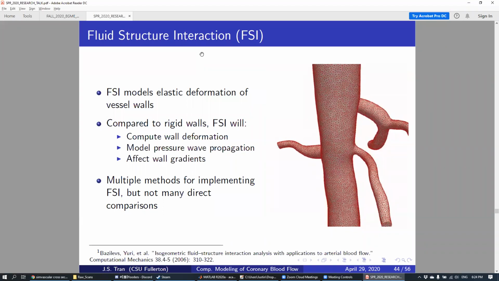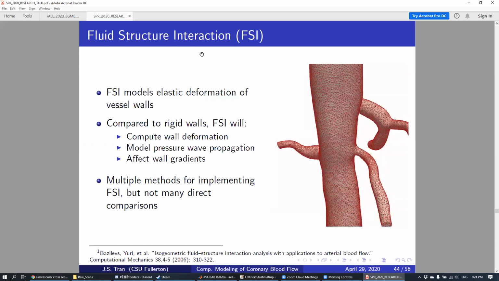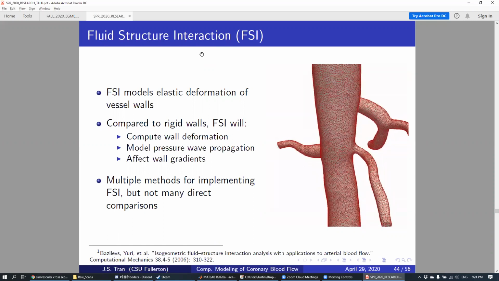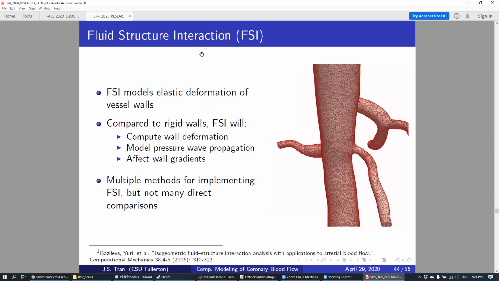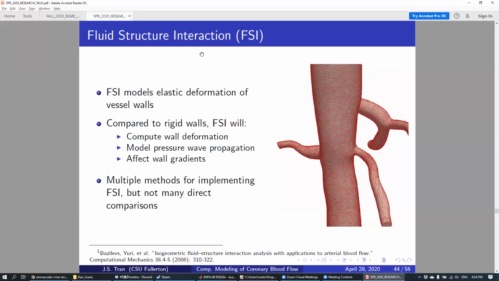Okay, and so FSI simulations, when you compare them to rigid, are going to compute the wall deformation. That's the first thing. So instead of having zero wall deformation, now we have some wall deformation. The next thing they'll do is allow you to model what's known as pressure wave propagation. What that means is that pressure waves can now travel at a finite speed within your cardiovascular system.